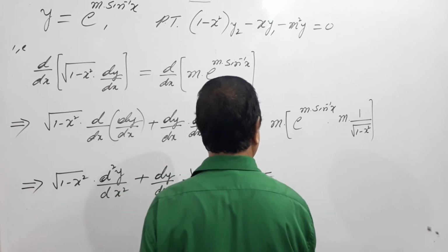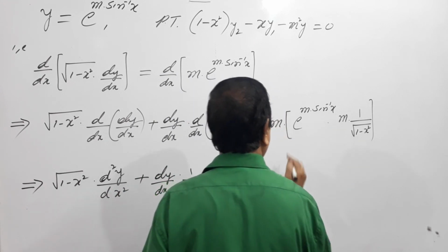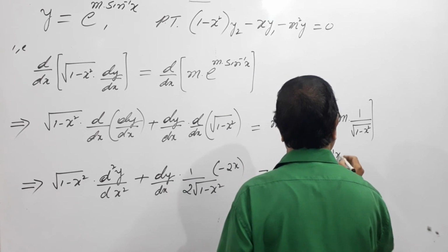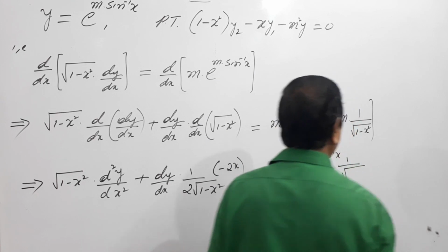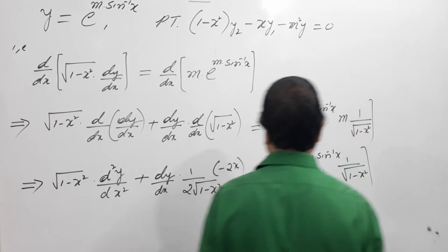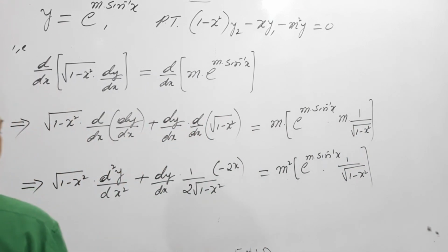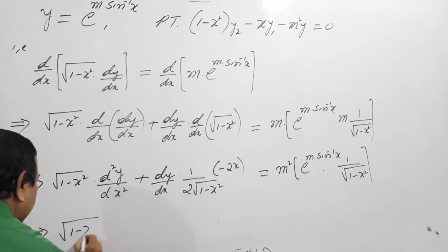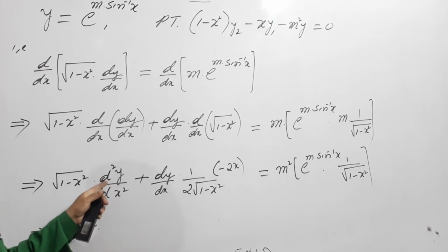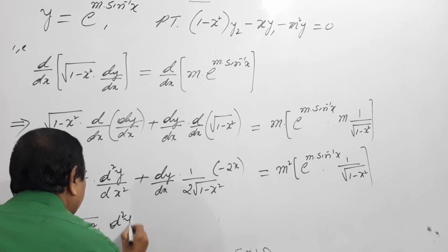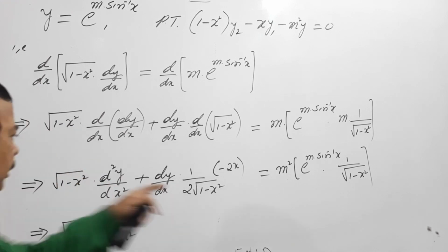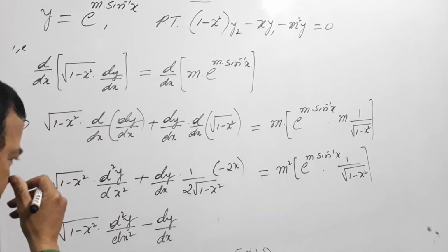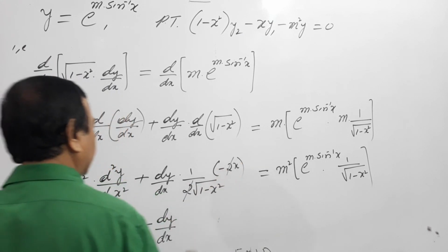So on the right hand side, what happens here? m into m square into e to the power of m sin inverse x into 1 by under the root 1 minus x square. So here next step I will write this equals to under the root 1 minus x square into d square y by dx square, plus minus dy by dx. So this two cancels.